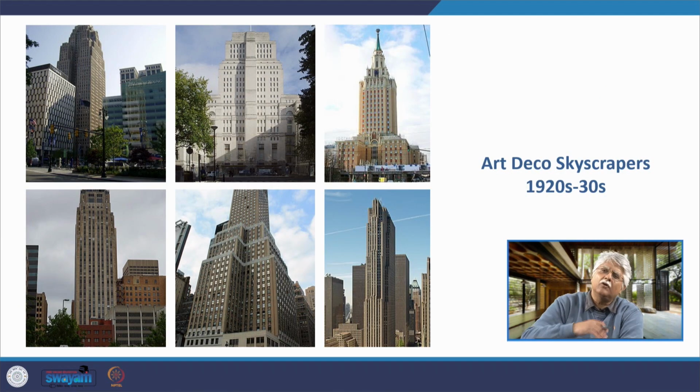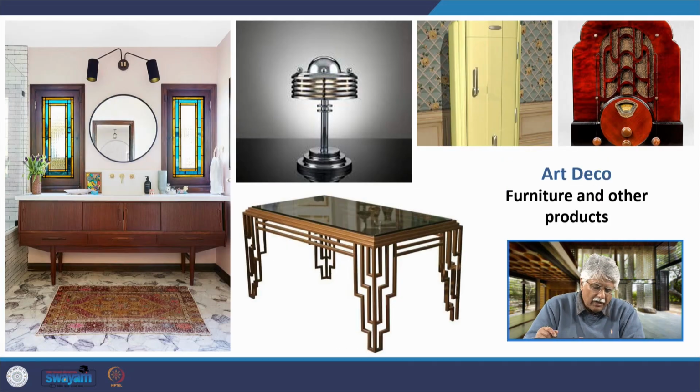These are a series of Art Deco skyscrapers, setback, wedding cake skyscrapers that came up in the 1920s and 1930s. Not only that, like I said, even in furniture and other products, Art Deco became dominant. It was an entire style, an entire society that was built around Art Deco fashion, Art Deco style.